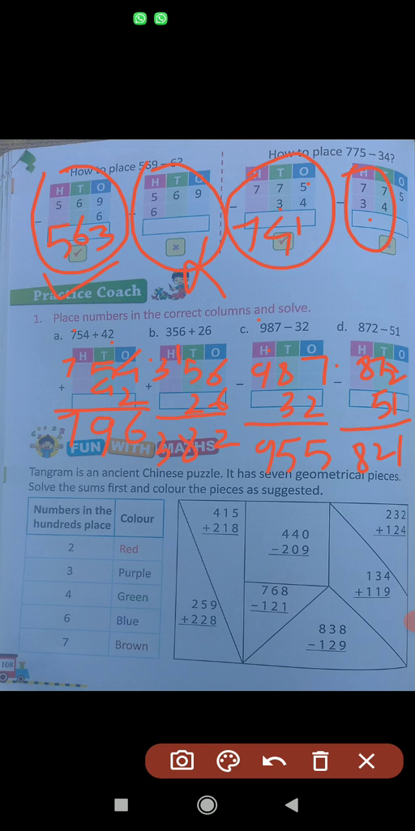821. Okay. So I hope you are understanding, students, how to write the number in correct columns, then how to subtract and how to add the numbers.